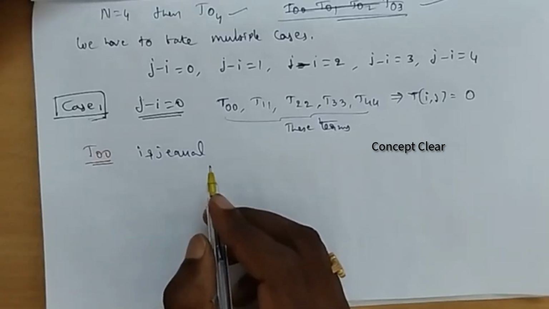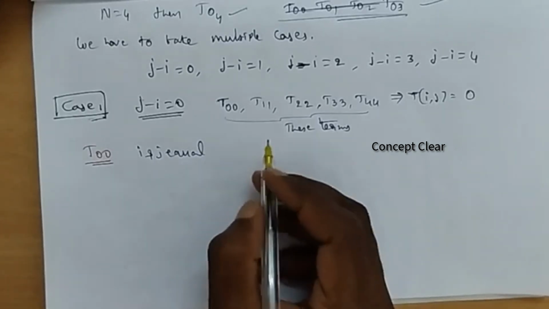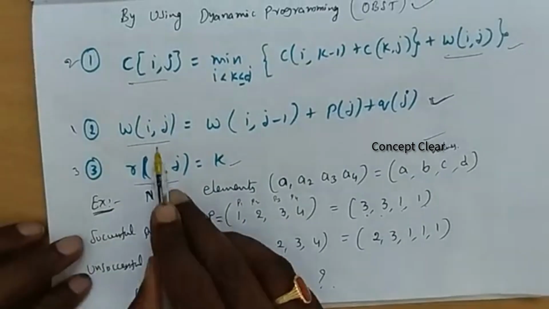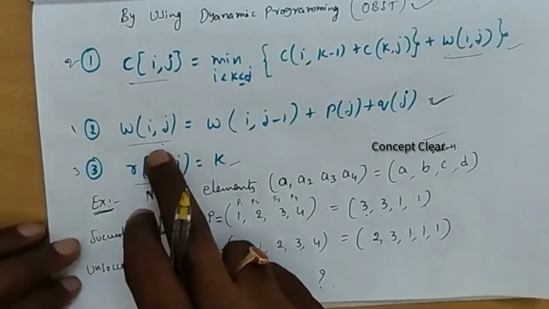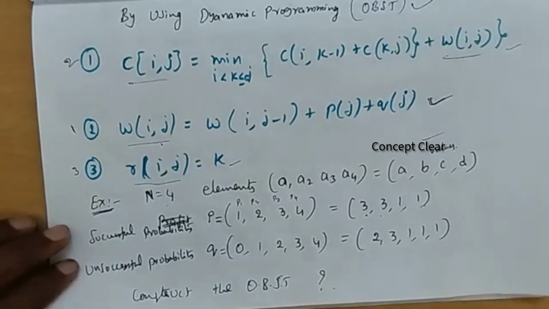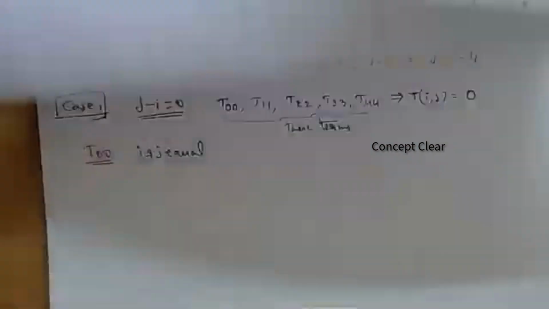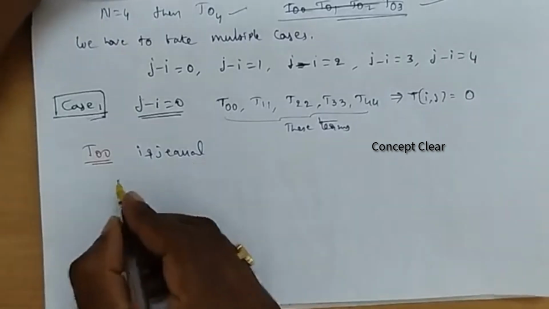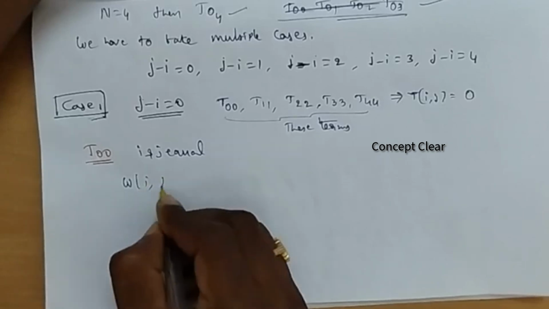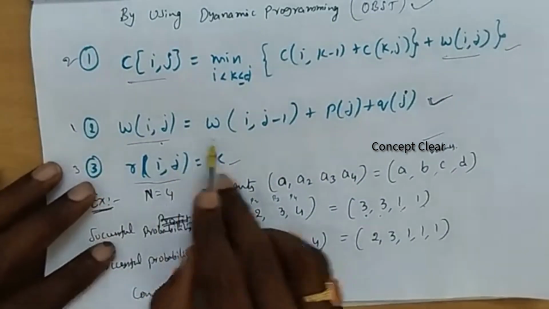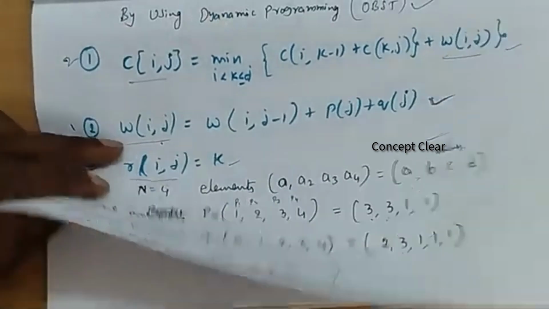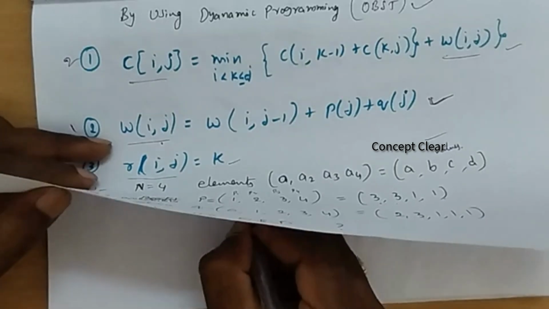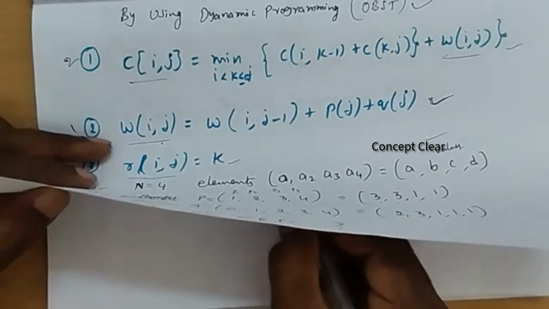We have to follow the initial formulas. Here I and j are 0. So we have to follow the initial formulas. As I said, first we have to find the W value. What is the meaning of the W value? What is the equation? W of I comma j. Okay, what is I comma j? W of I minus 1, that is 0 minus 1, plus P of j.